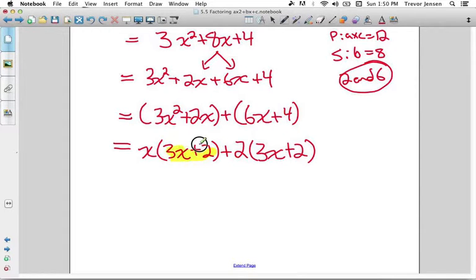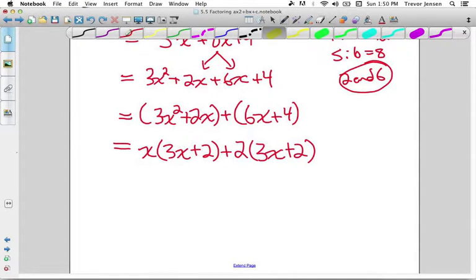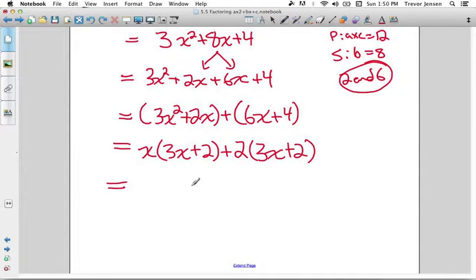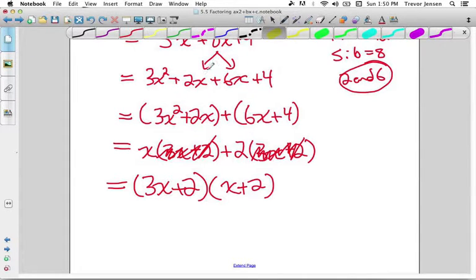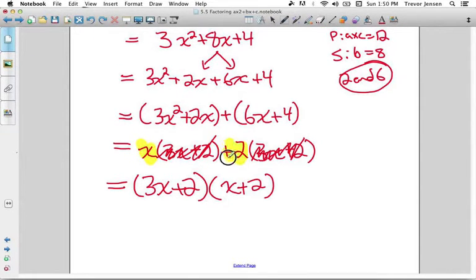So this term has a 3x plus 2, and this term has a 3x plus 2. Since both of those have that in common, we can factor out that binomial. So I'm going to factor out the 3x plus 2. Once I've factored it out from this term and from this term, after I've divided both terms by that 3x plus 2, they'll both be gone, and what I'm left with is x plus 2, my second factor.